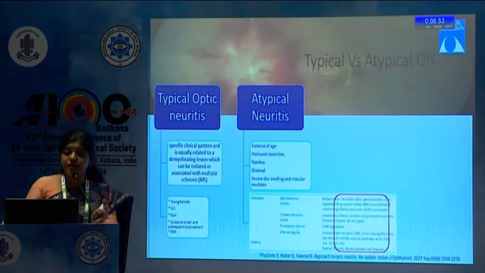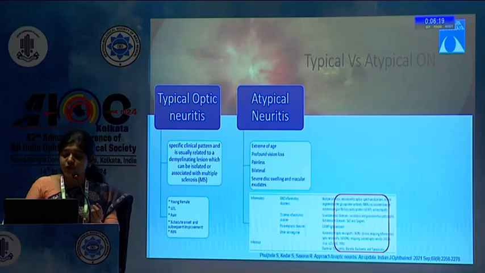So let's see what it is. First, we have to differentiate whether it's a typical or atypical optic neuritis. Typical could be a CIS, that is clinically isolated syndrome, or MS, presenting as a typical neuritis. We see that if the patient is young, female, unilateral, with a painful vision drop, subacute onset of vision drop, and retrobulbar presentation, it comes under typical optic neuritis. But the extremes of age, a patient presenting with profound vision loss, painless attacks, and bilateral involvement with severe disc swelling goes under the atypical category.